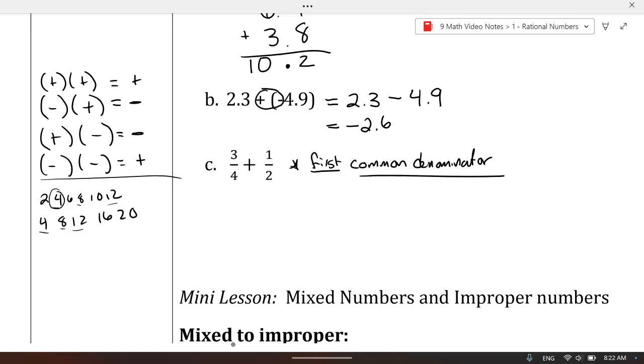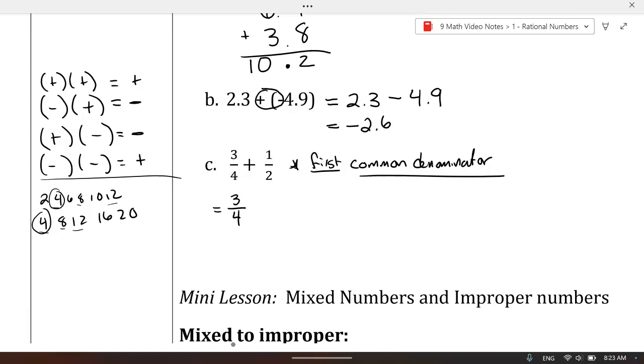Ooh, the 4 is the lowest one though. So I like to work with the smallest numbers possible. They're easier to work with than big numbers. Like I would rather go 2 times 3 than 19 times 52. So 4 is fine. So I'm just going to rewrite this whole fraction just like that, 3/4.